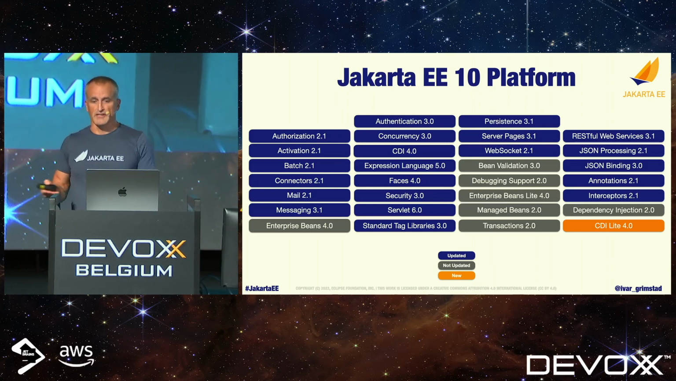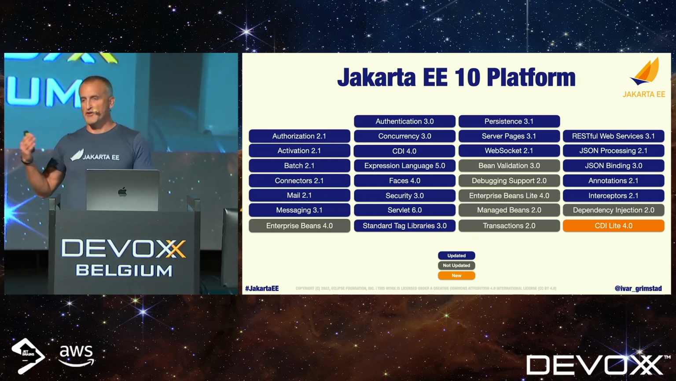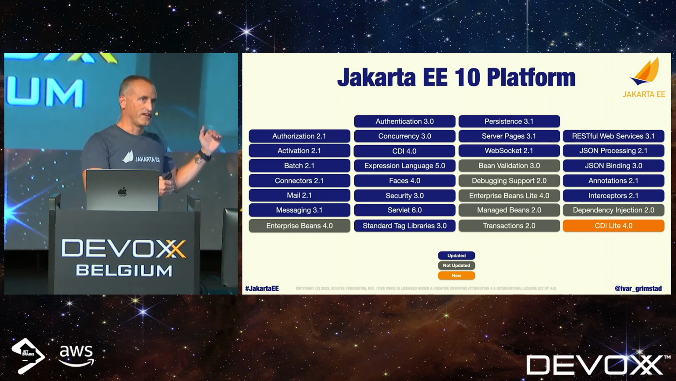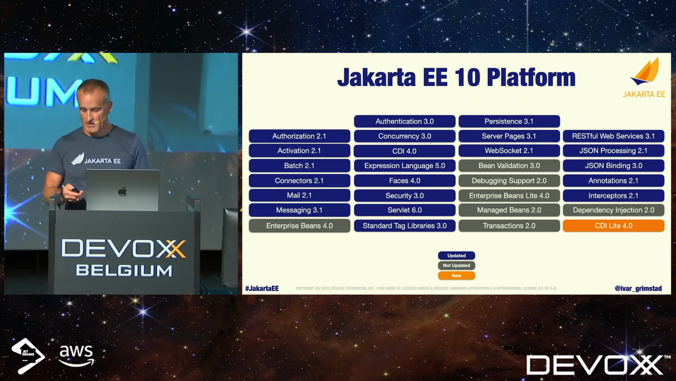And down in the corner, you see the orange one, CDI Lite. Which we like to call a new specification, but it's actually a part of CDI, so it's a subset of CDI, but we like to call it a new specification. I'll talk a little bit about CDI Lite later.